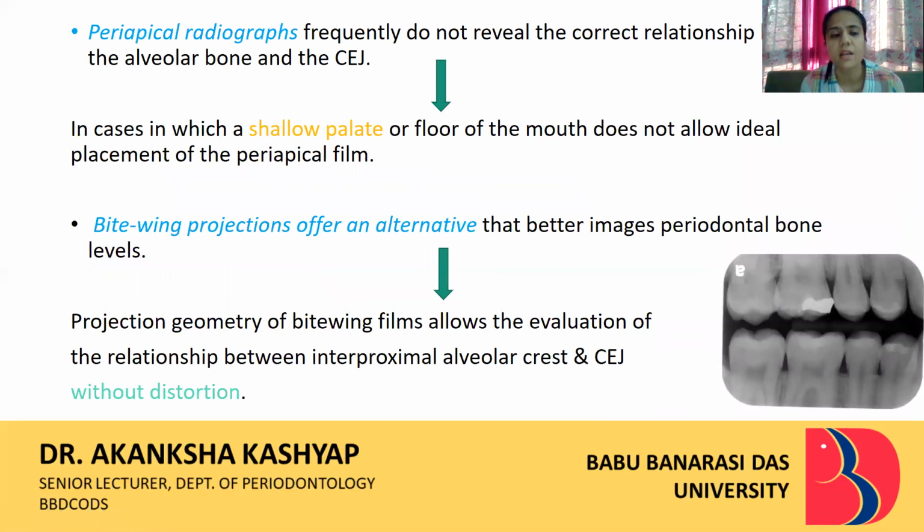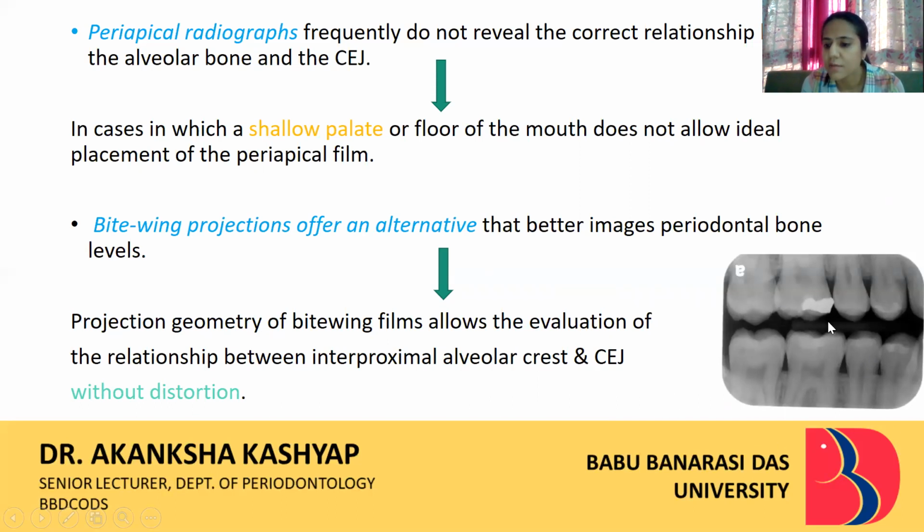Now periapical radiographs have their own limitations, in that they do not reveal the correct relationship between the alveolar bone and the cemento-enamel junction. In particular cases where there is a shallow palate or where the floor of the mouth does not allow the ideal placement of the periapical film, we can go for bite wing projections. They offer an alternative. In bite wing projections, as you can all see, both the maxillary as well as the mandibular arches can be filmed together.